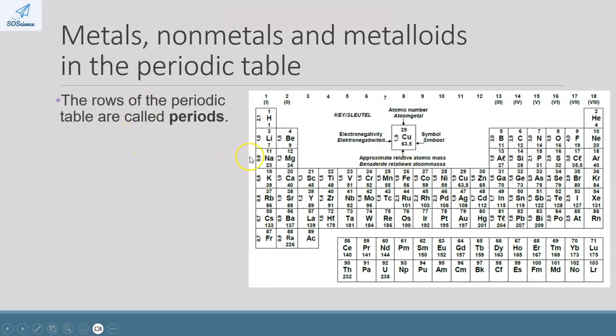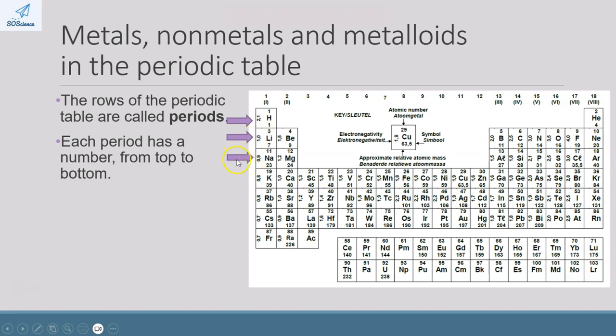The rows of the periodic table are known as periods. Each period has a number from the top to the bottom of the periodic table. So this is the first row, which is made up of hydrogen and helium. So that's period 1. Then we've got period 2, and over here we've got period 3. In total, we have 1, 2, 3, 4, 5, 6, 7. Therefore, there are 7 periods.